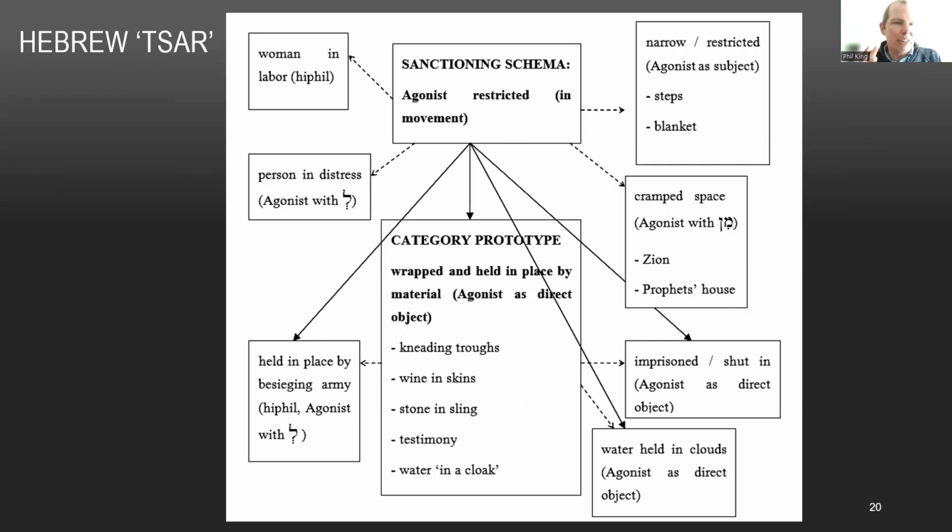So this root, in some cases, seems to have a prototype of being used to hold something firmly in place in some kind of wrapping, whether it's a stone in a sling or kneading troughs wrapped up. And then it's used for a variety of different things with that similar idea, like the water being held in the clouds. And then there's maybe some sanctioning schema, which is of some kind of agonist restricted or held in place in some way. And that fits into wider ideas of being in distress or being in a cramped space, or a woman being in labor. You can look at this in more detail if you want to, or read about it in my thesis.